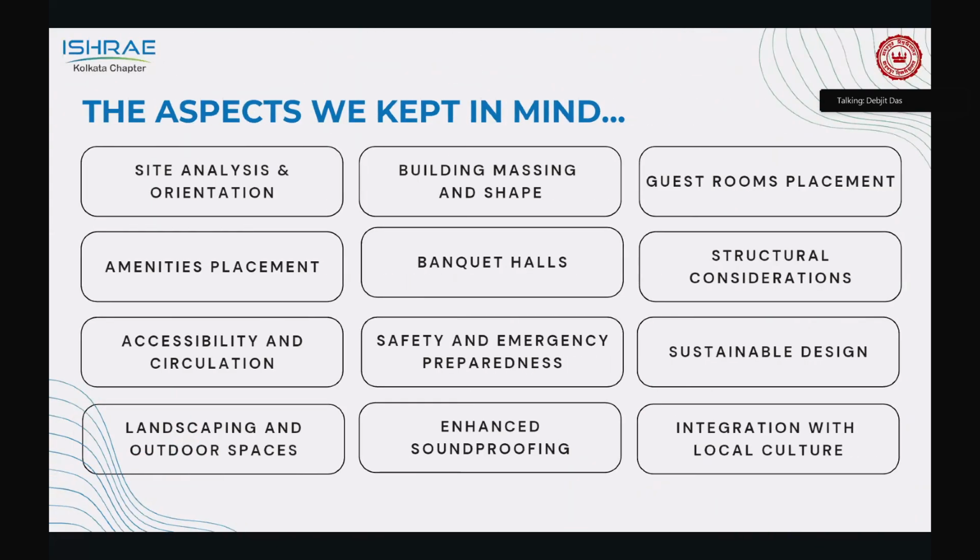The aspects we kept in mind were the site analysis and orientation, like where exactly the site would be located. Then the second factor was building massing and shape, like what would be the shape of the building, so that I would get the maximum efficiency and the minimum heat infiltration. I would like to add on to that point as well. Building massing, the bricks that people use in a building, also has an effect on the HVAC calculations.